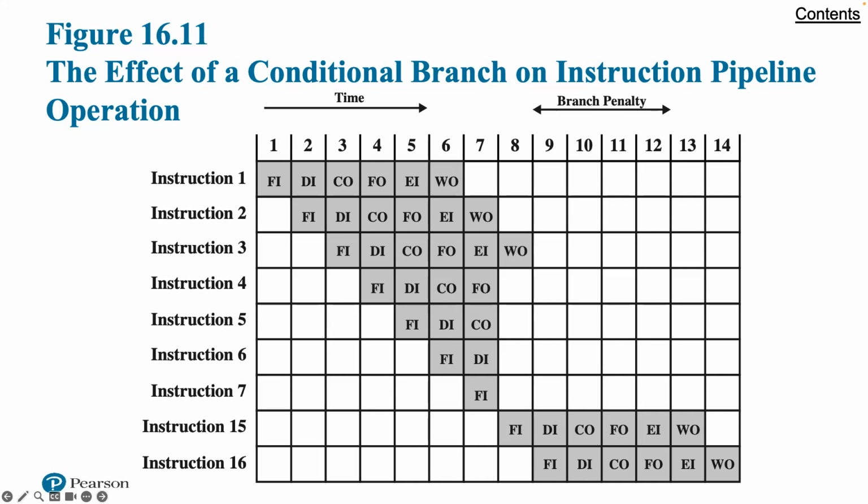Until the instruction is executed, there's no way of knowing which instruction will come next. The pipeline in this example simply loads the next instruction in sequence and proceeds. In figure 16.10, the branch is not taken, and we get the full performance benefit. In 16.11, the branch is taken. This is not determined until the end of time unit 7. At this point, the pipeline must be cleared of the instructions that are not used. During time unit 8, instruction 15 enters the pipeline. No instructions complete during units 9 through 12. This is the performance penalty incurred.